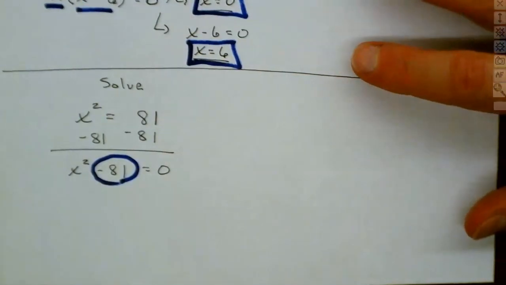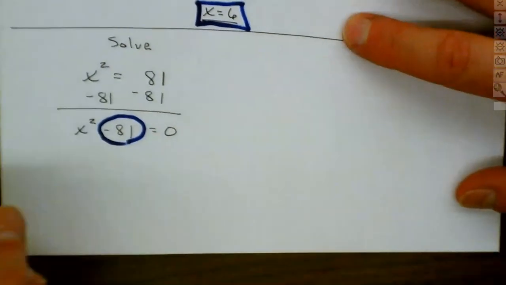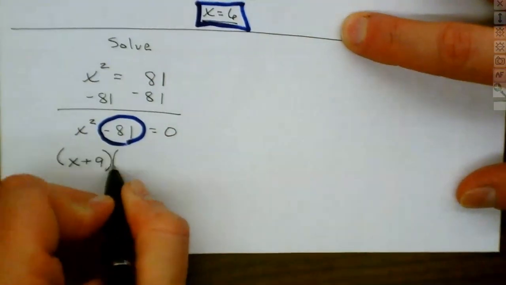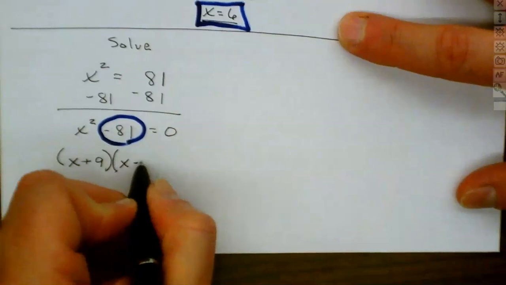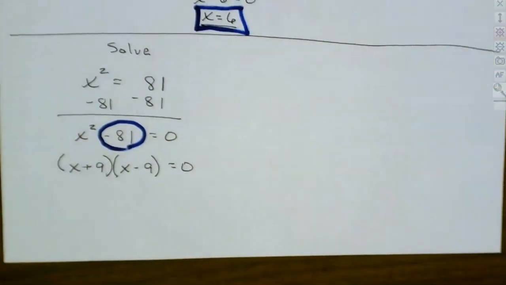81 is a perfect square of 9, right? So this would factor into then what? Well, this would factor into x plus 9, x minus 9 equals 0, right? So difference of squares. And for the most part, these are going to be very easy to factor.